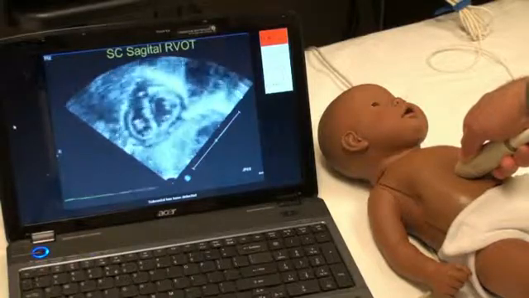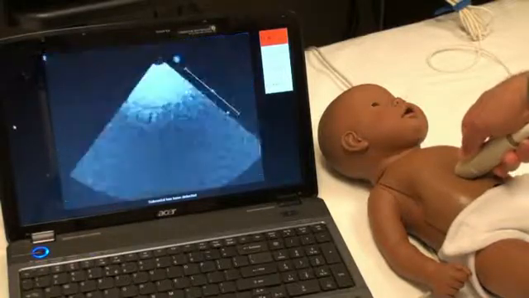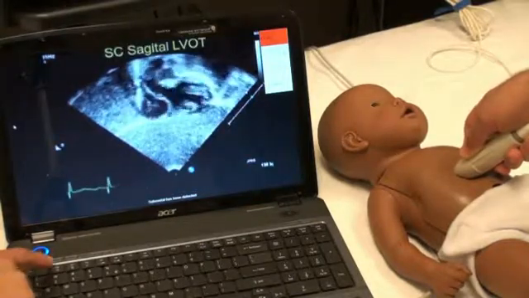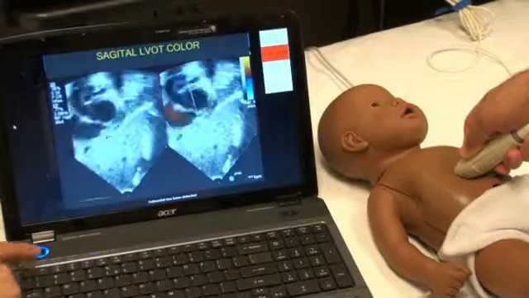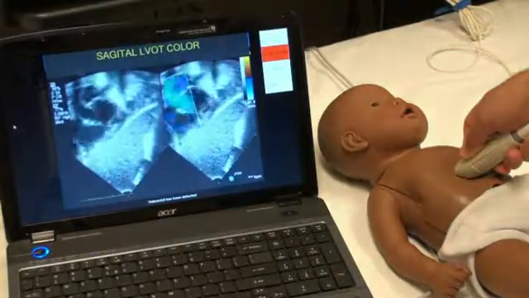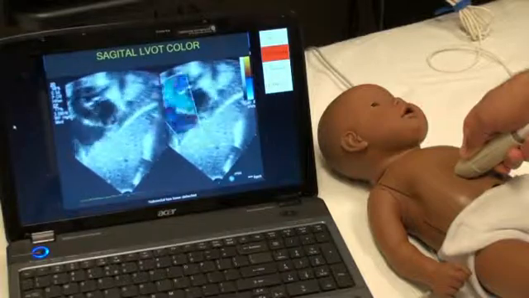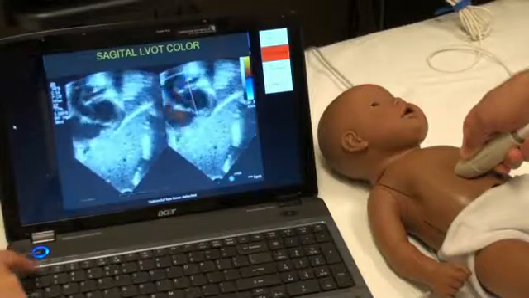Sweeping more to the right side of the pulmonic, we're going to bring in the aorta to the aortic arch, LV outflow tract. And this is the color flow, shows the aorta.